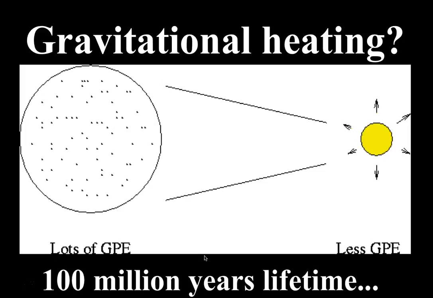All right, now another possibility is gravitational heating. We understand that Saturn and Jupiter are both still compressing. Jupiter is compressing, getting smaller, and that's why we think it's radiating twice as much energy as it receives from the sun. And Saturn is differentiating.